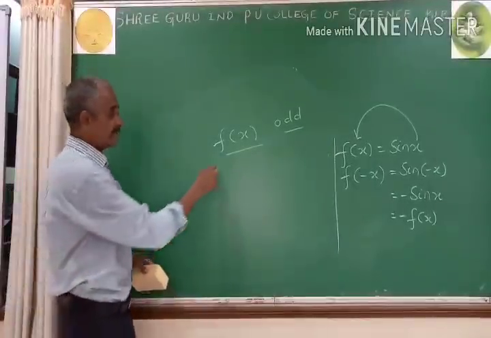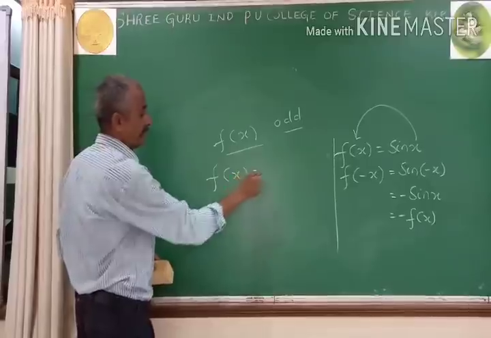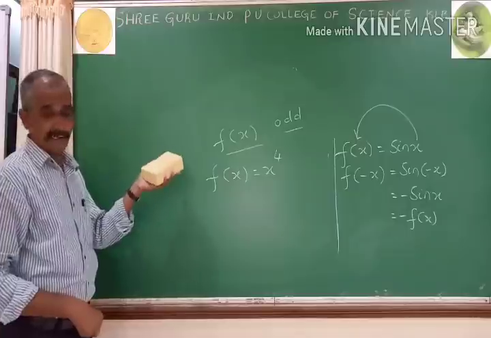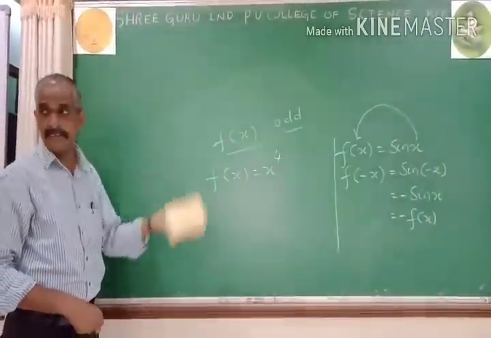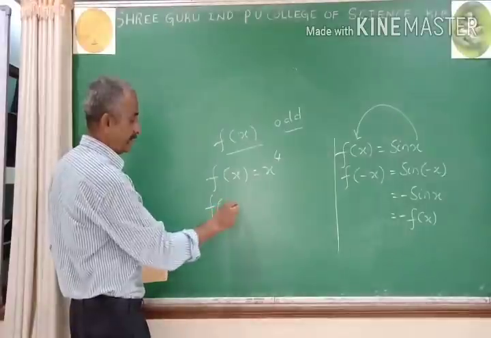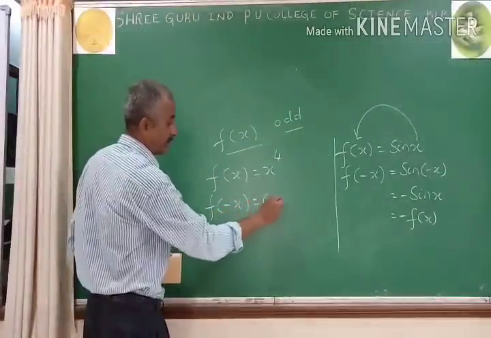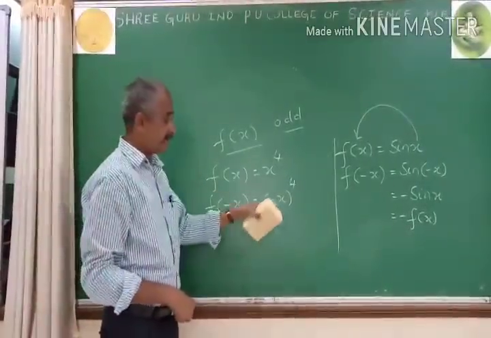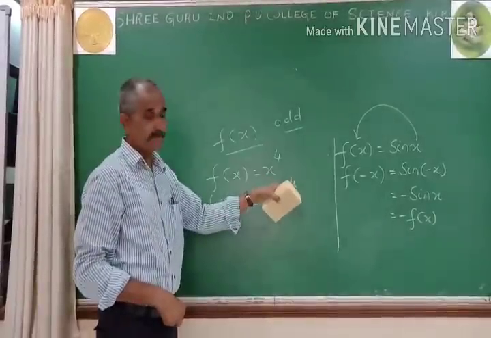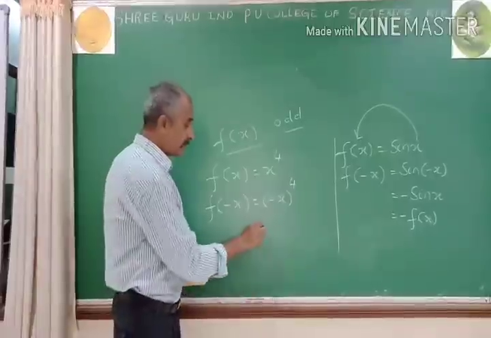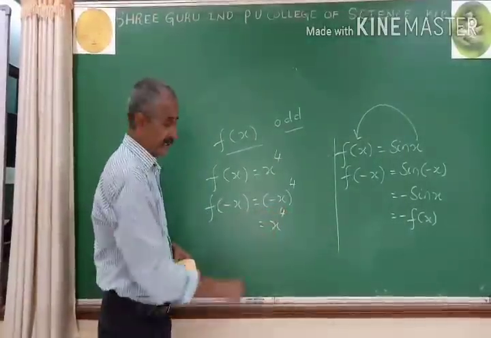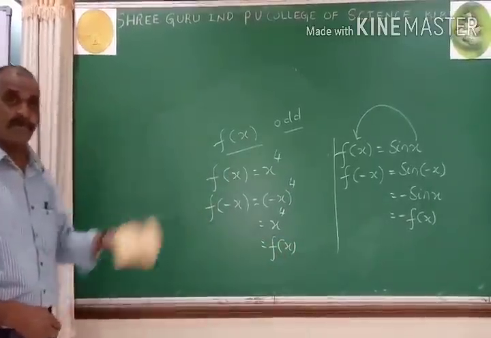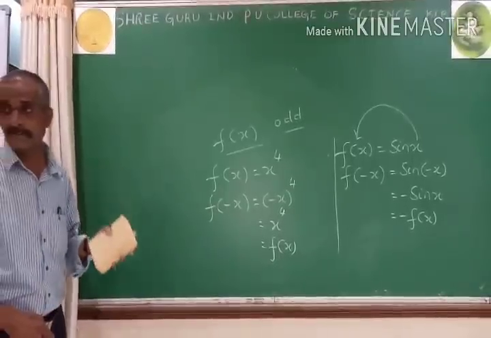On the other hand, an example for an even function, any example can be taken. For example, f of x equal to x to the power of 4. It is an even function because when we change x to minus x, the function remains unchanged. In particular, f of minus x will be equal to minus x to the power 4. And by laws of indices, minus 1 to the power 4 becomes plus 1. Overall it is going to become x to the power of 4, which is equal to plus f of x. Hence, in this case, x to the power 4 is an even function.